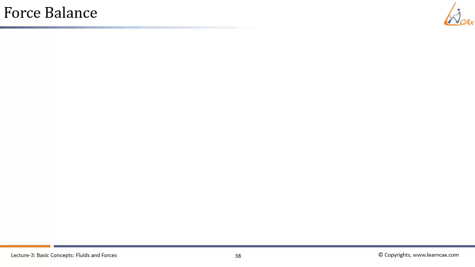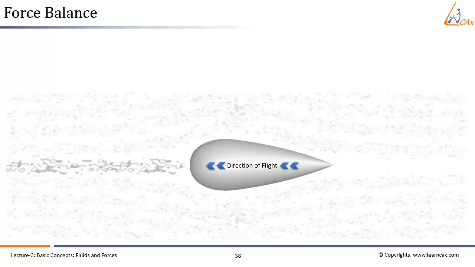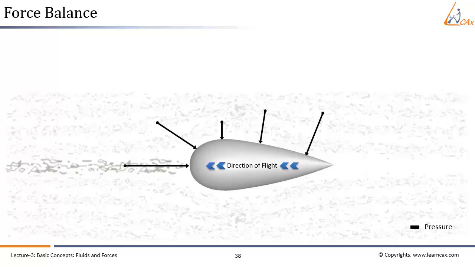Let's watch in detail. What happens to a body moving in air? Only the air particles in the immediate vicinity of the surface are acting on it by applying some forces. On each point of the surface, the adjacent air particles apply a perpendicular force due to pressure and a tangential force due to viscous friction.